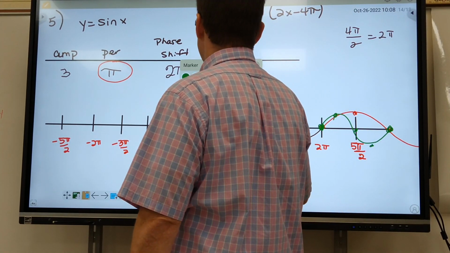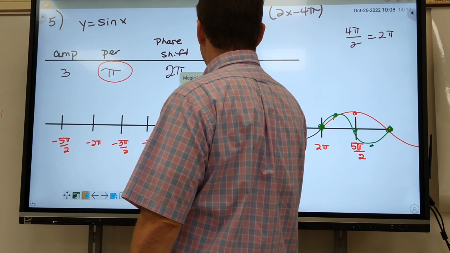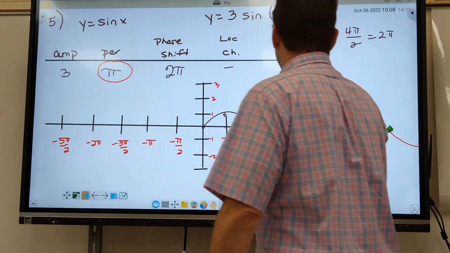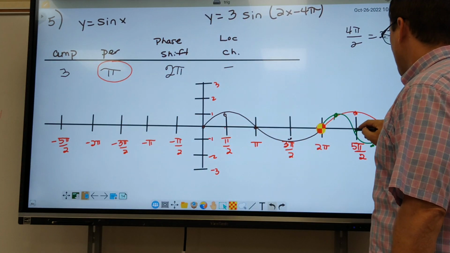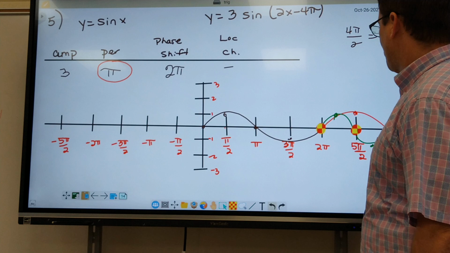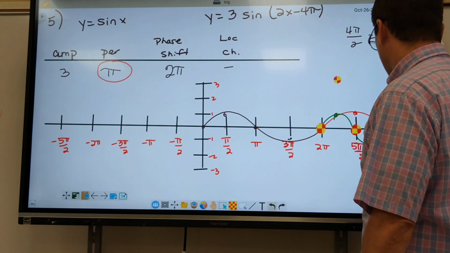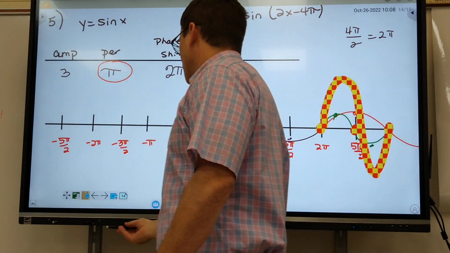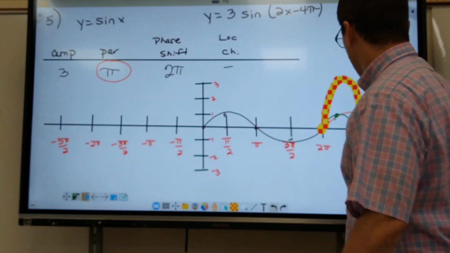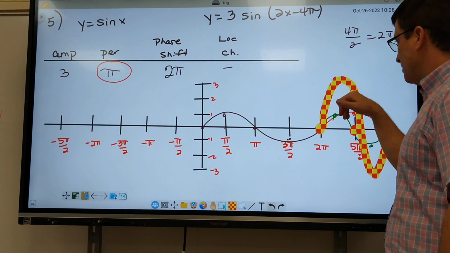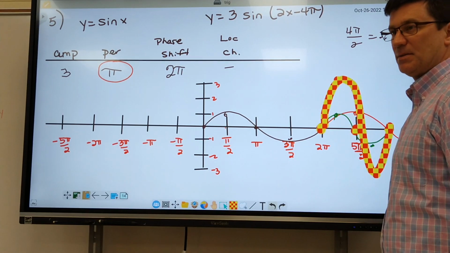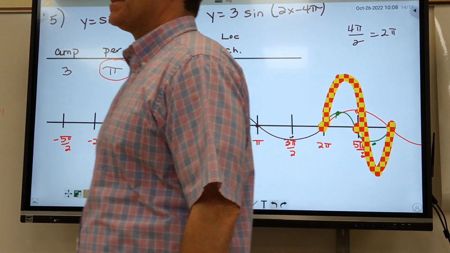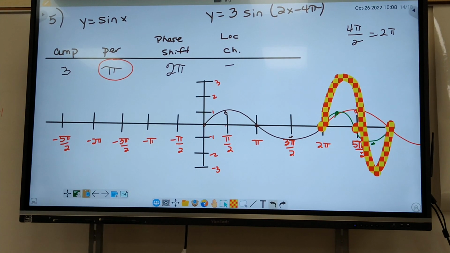Alright, last thing's the amplitude. It looks like you guys are getting better at the amplitude. So amplitude, I keep these 3 the same. I got to go up 3, right? 1, 2, 3, and down 3. 1, 2, 3. So you go up 3 from your x-axis. 1, 2, 3. So amplitude stretches it out.